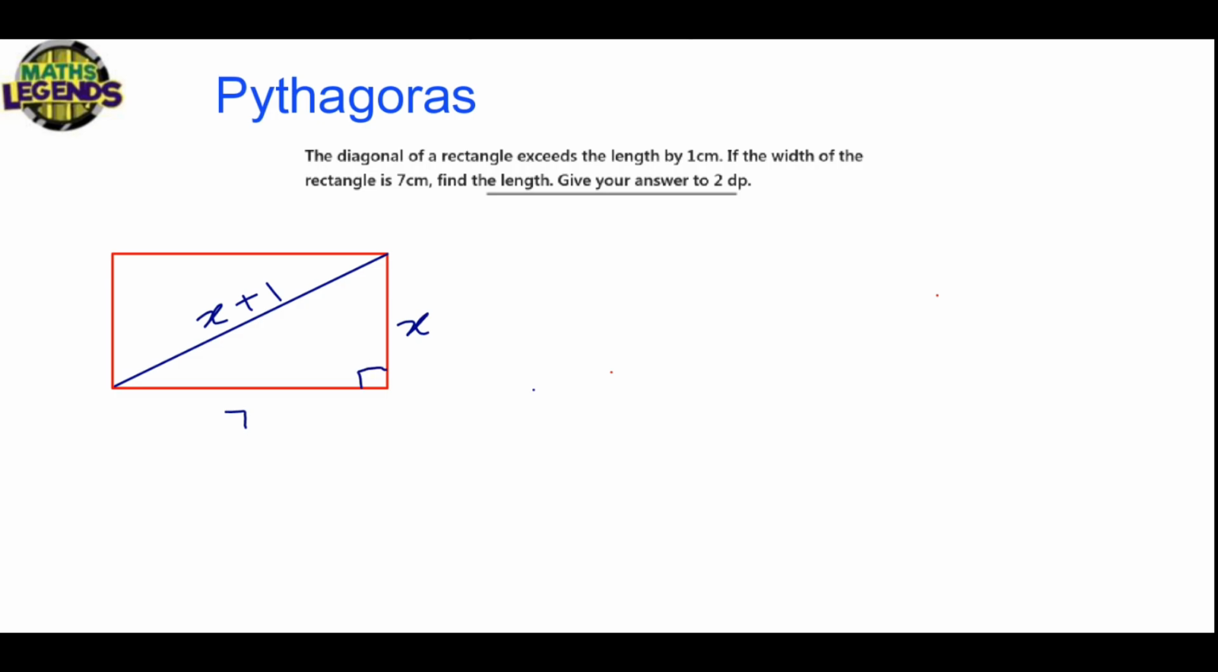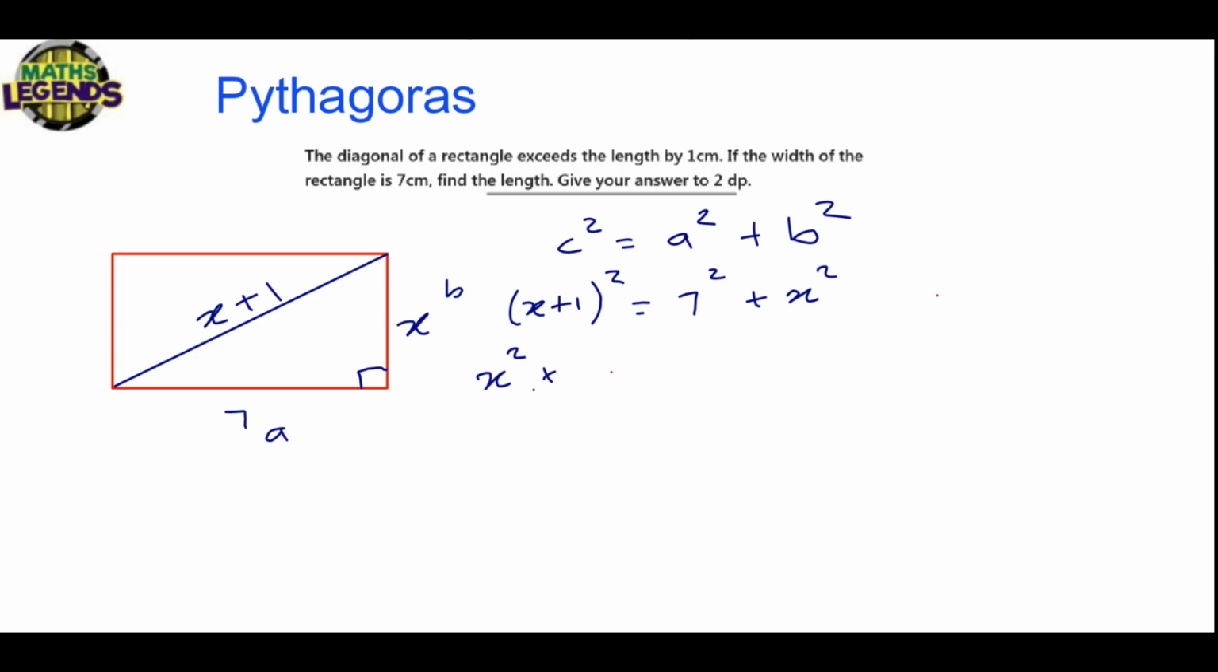So here we have the 3 sides, and it's a right angle triangle, so we're going to use our Pythagoras theorem. c squared equals a squared plus b squared, and c is x plus 1, so let's replace that, so it's x plus 1 all squared. We'll just label this one as a and this one as b, it doesn't really matter which way around it is. So this is 7 squared plus x squared. So now we need to expand the left hand side, the x plus 1 squared, so this becomes x squared plus 2x plus 1, which is equal to 7 squared plus x squared.